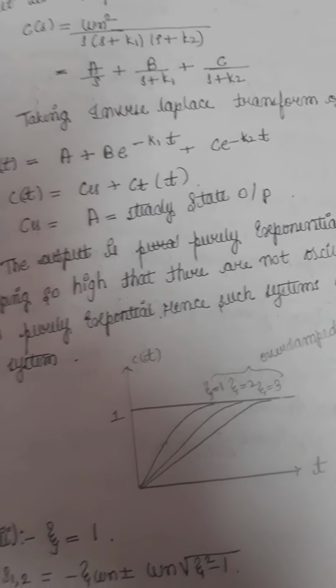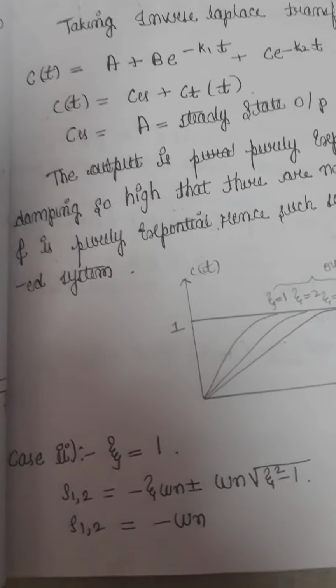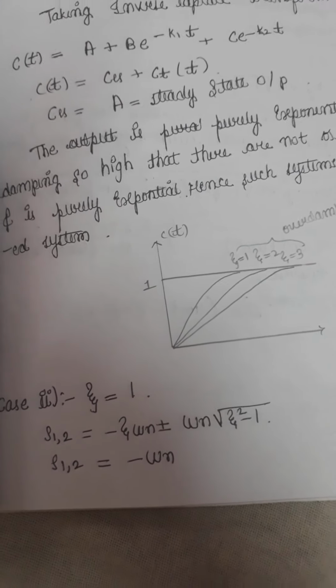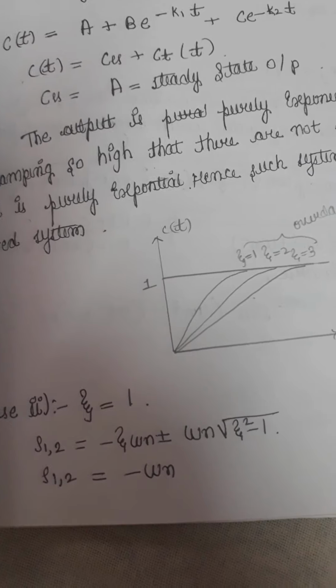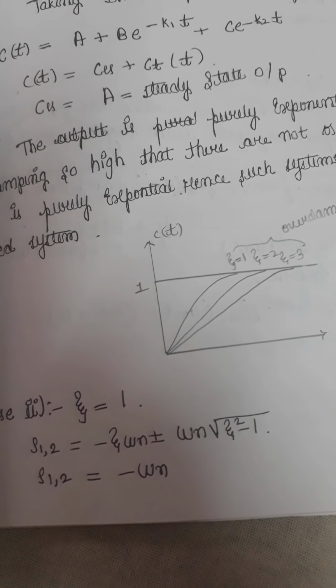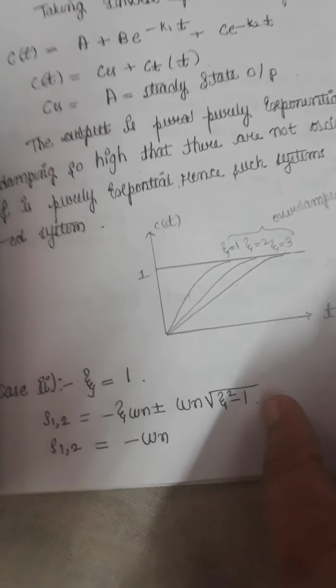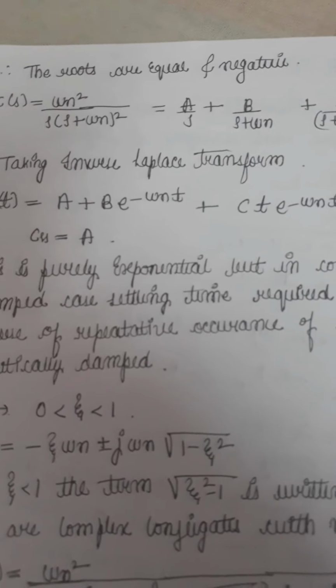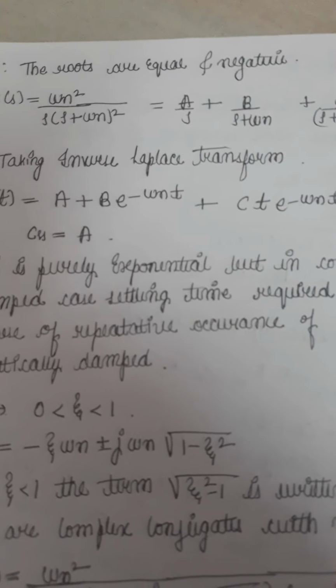Second one is case 2, when zeta is equal to 1. Again we know the roots, the same roots will be there. If we substitute the value of zeta equal to 1 in those roots, those two roots will be minus omega n only. So that means the roots are real, equal and negative.